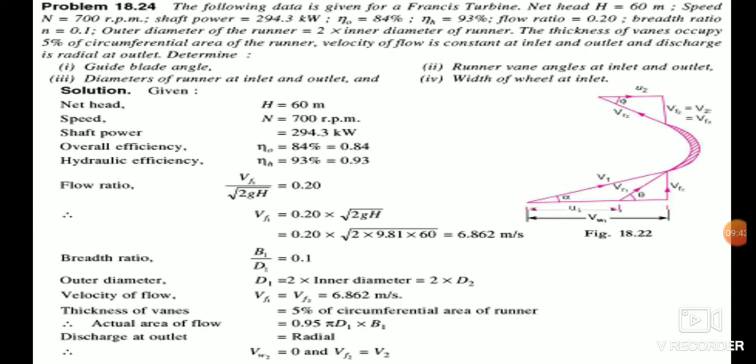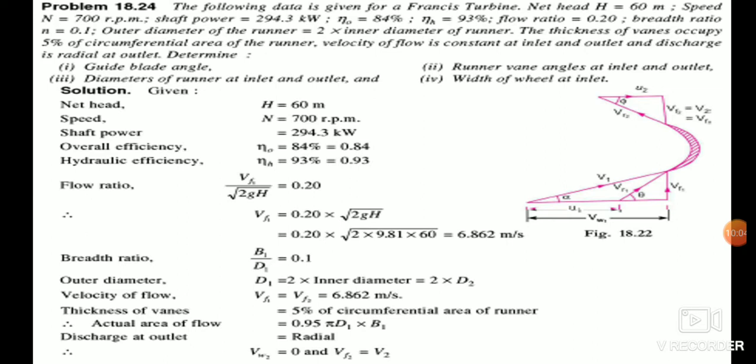Breadth ratio is equal to 0.1, and the outer dimension of the runner is equal to 2 into the inner diameter of the runner. The thickness of vane occupies 5% of the circumferential area of the runner. Velocity of flow is constant at inlet and outlet, and discharge is radial at outlet.